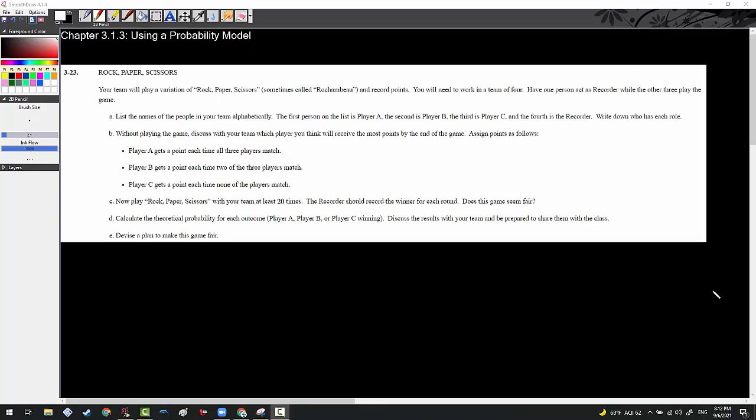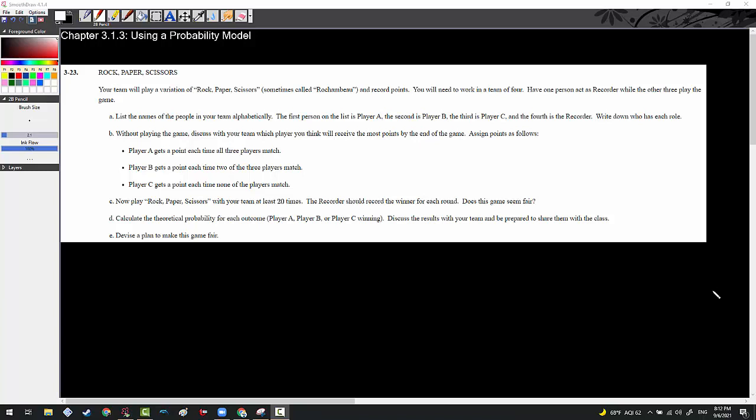In today's episode, we will be discussing Chapter 3.1.3, which is using a probability model. The initial parts of this 3-23 problem involve you and your teammates playing rock, paper, scissors. But because there's only one of me, I don't think I'll play it against myself. Just take a second, pause the video, and read the rules about how each player earns points.